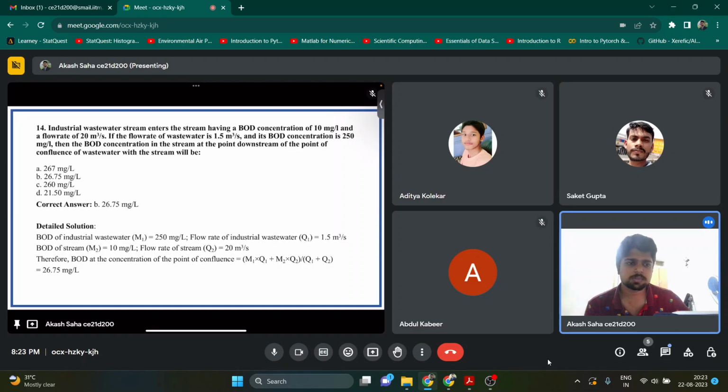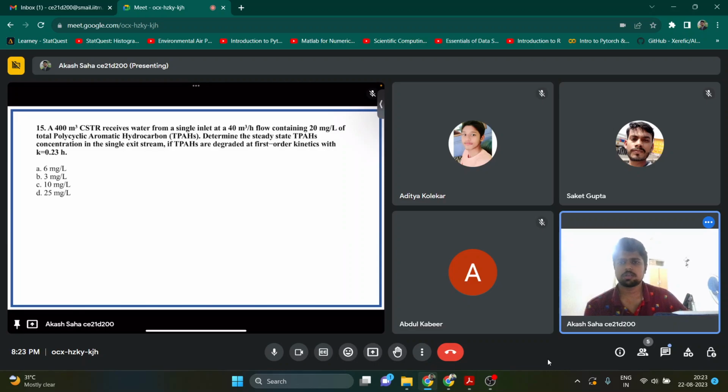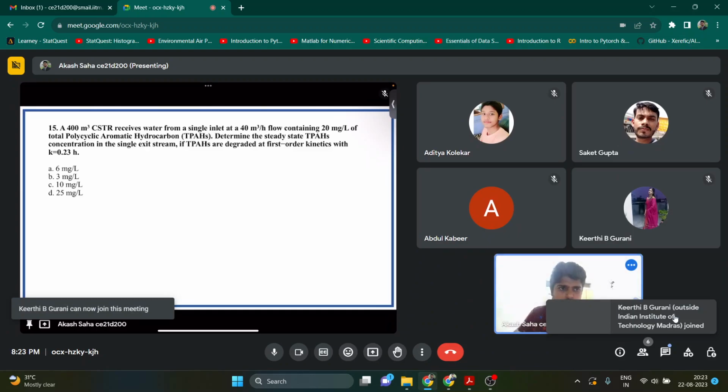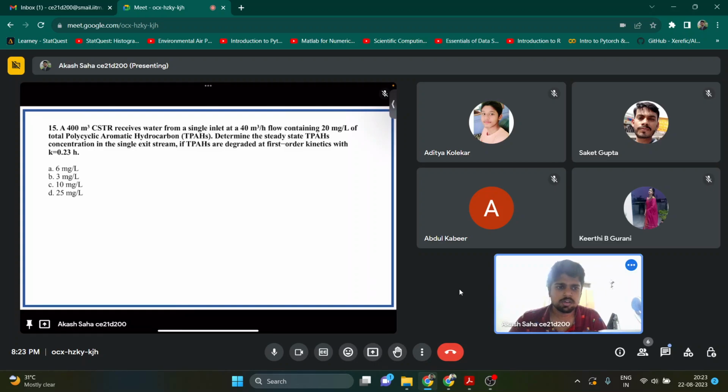So it will be 26.75 milligram per liter. Okay, so this is the last question that I have as a numerical. So this is the last numerical that I have.